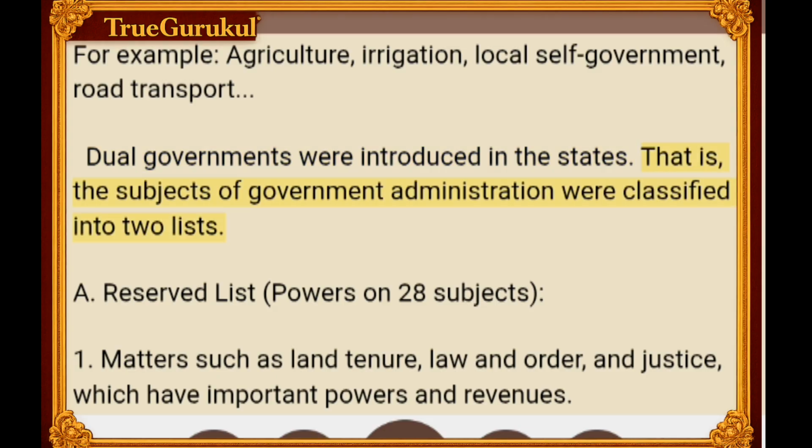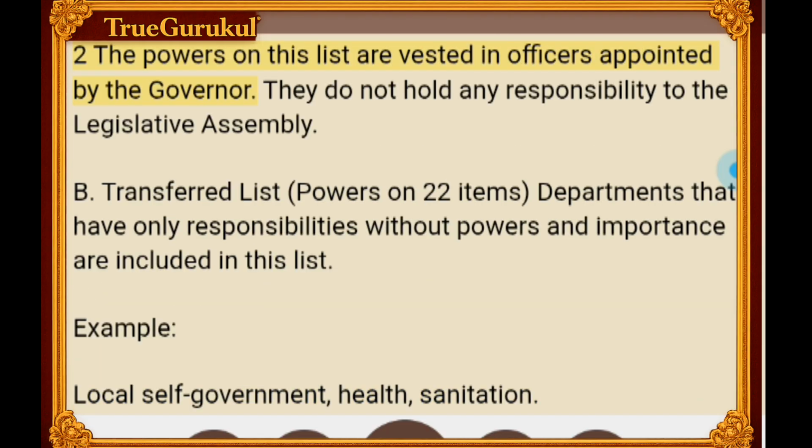That is, the subjects of government administration were classified into two lists. A. Reserved list, powers on 28 subjects. 1. Matters such as land tenure, law and order, and justice, which have important powers and revenues. 2. The powers on this list are vested in officers appointed by the governor.